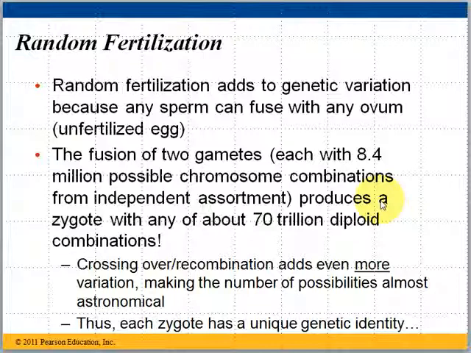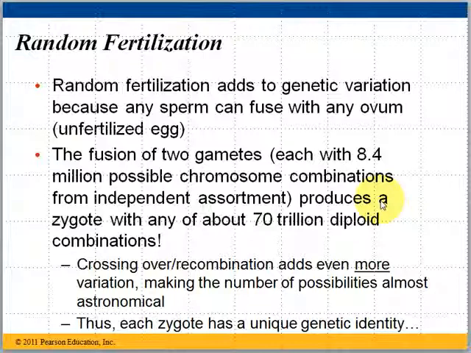So there are hundreds and thousands of potential sperm cells. You have no idea which one of those is going to form the zygote with the particular egg that we're discussing. So that's random fertilization. So you take all of those factors, combine them, and you end up with an enormous possibility of variety.